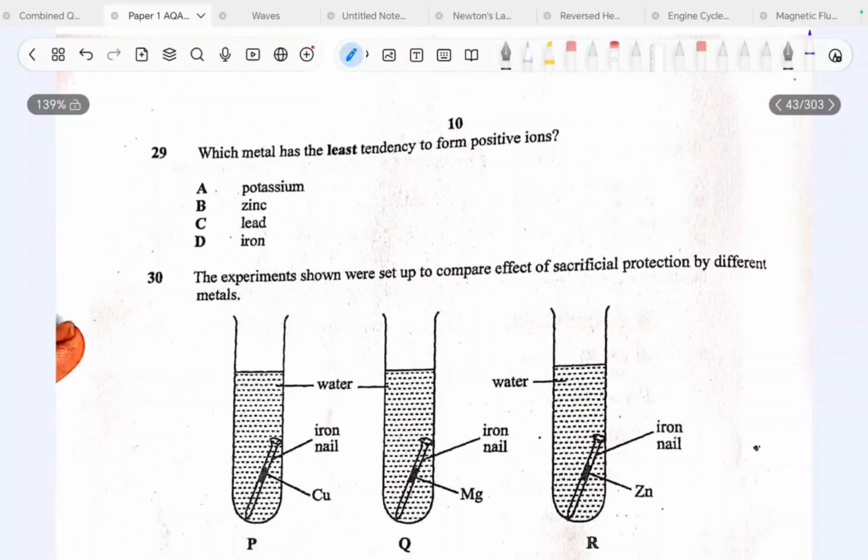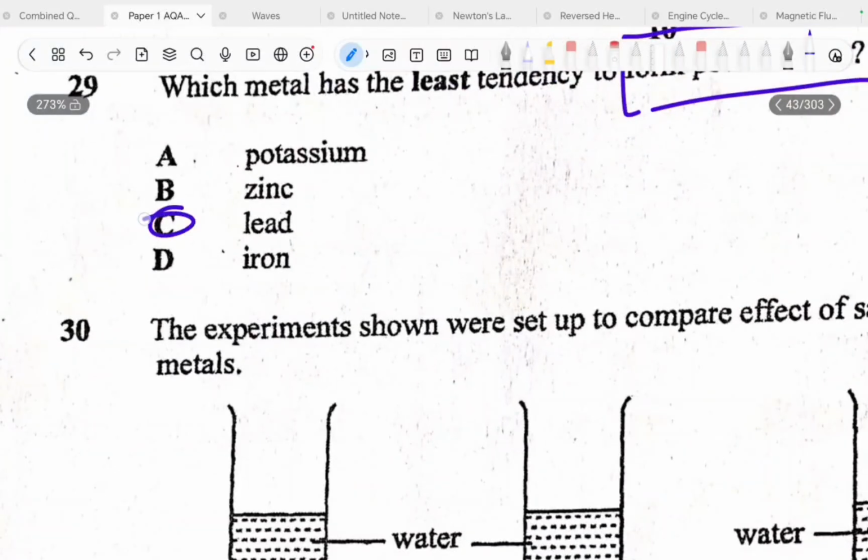29, which metal has the least tendency to form a positive ion? Least tendency to form positive ion. So the more reactive something is, the more it wants to form positive ions. So I have to look for the least reactive thing, and the least reactive in the list is lead.